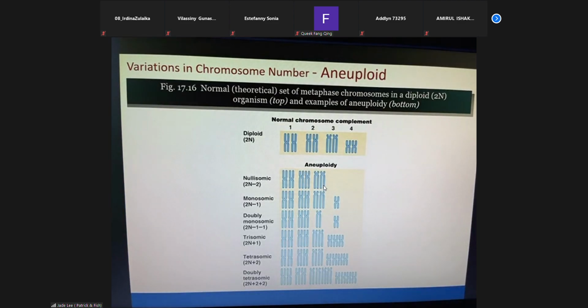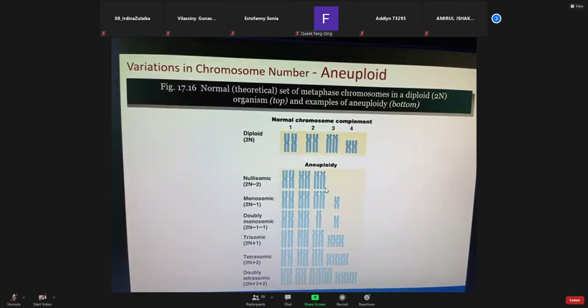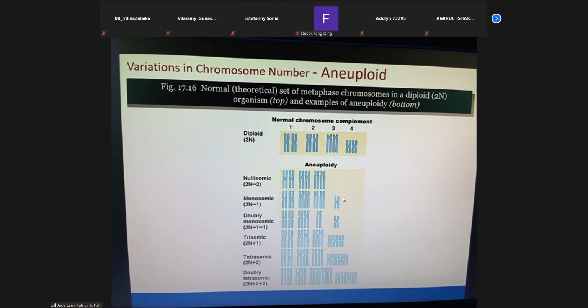Okay, contoh di sini. This is the normal chromosomal complement. Kita tengok 2n kan. Kalau you tengok aneuploid, the what is called nullisomic, you tengok 2n, tapi di sini null. Null maksudnya kosong lah, faham? Yes, doctor. Okay, kalau monosomic is 2n minus 1, so di minus 1. Alright, kalau doubly monosomic 2n minus 1 minus 1, ini minus 1 minus 1.